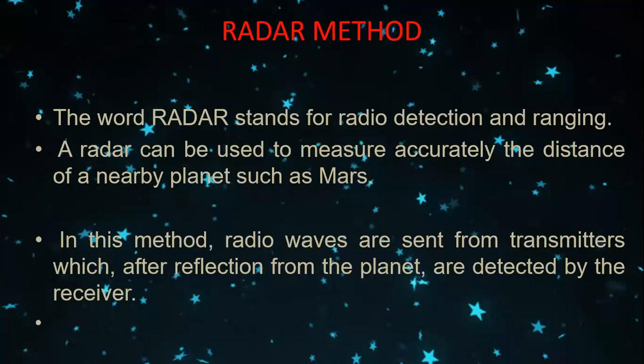So what is the principle behind this radar method is we are sending the radio waves, which are having the velocity of light, from the transmitters which are kept at Earth station, and it is reflected from the planet and it is detected by the receiver. Okay. So radio waves are sent from the transmitters to a particular planet or to a particular object. It reaches there and it gets reflected back and it will be detected by the receiver.